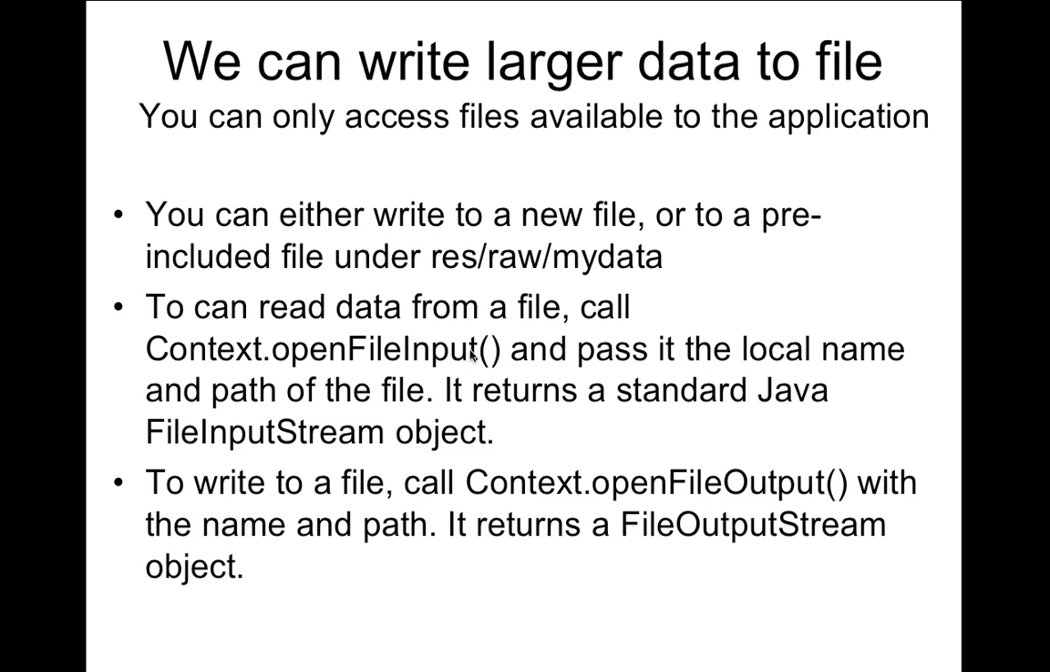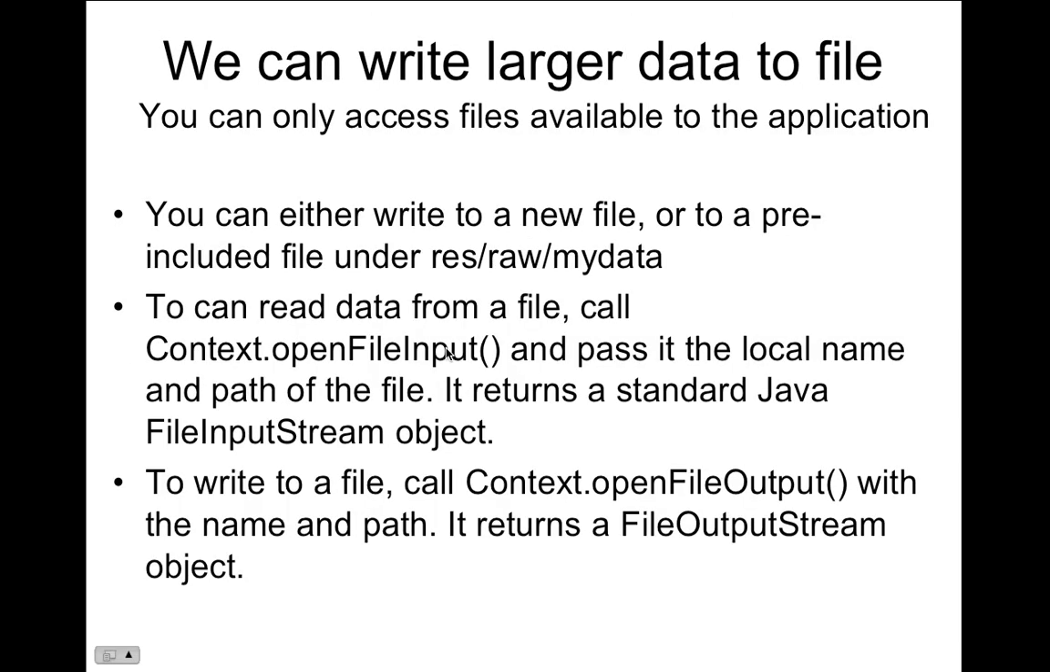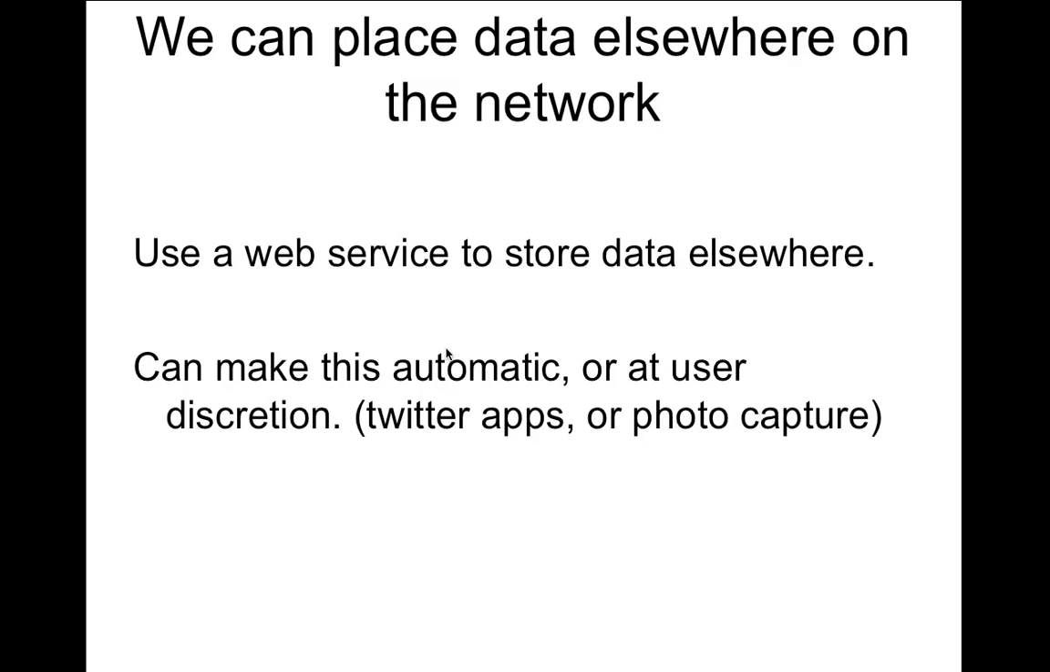So to write to a file, you call the context.openFileOutput with the name of the file, and it returns the file output stream object as well. So not a bad approach to reading and writing to files. Not on the SD card, I must say. It's just within the application space. So obviously you can tell there are probably some limitations to that. I don't know what it is, but there is a file size limitation associated with that.